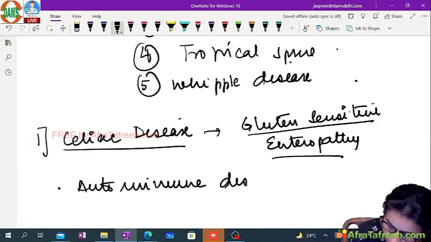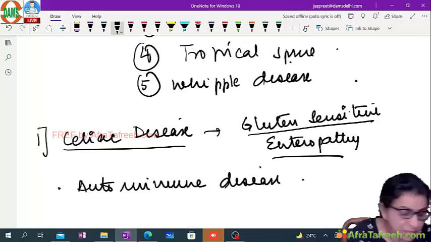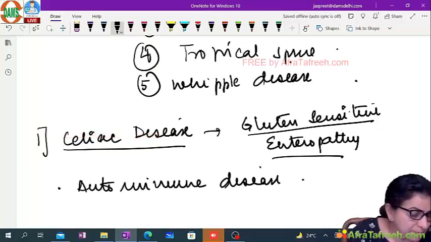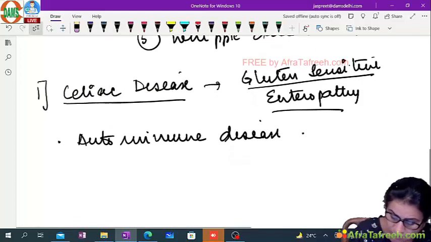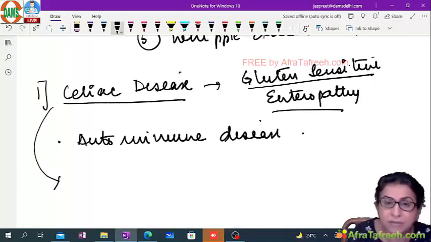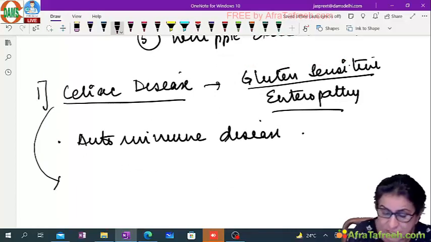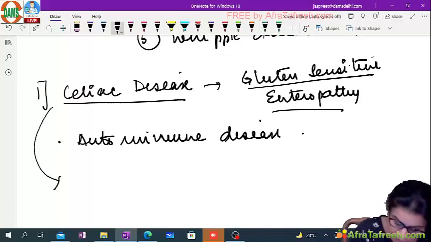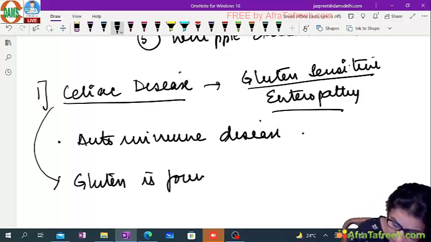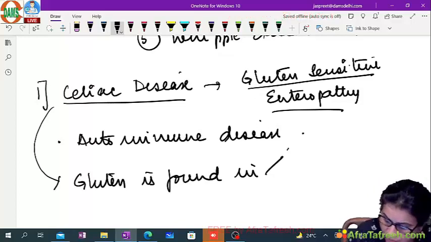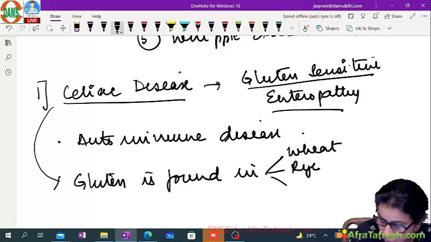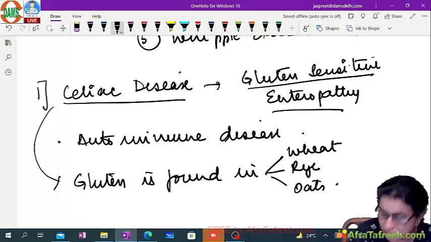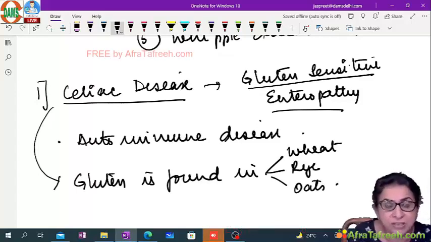Immune disease. So it's an autoimmune disease. It's also called gluten sensitive enteropathy. Celiac disease is due to gluten sensitivity. Gluten is a protein. Where do you find gluten? Gluten is found in wheat, rye, oats, all these three, wheat, rye, oats, etc., and they contain gluten.